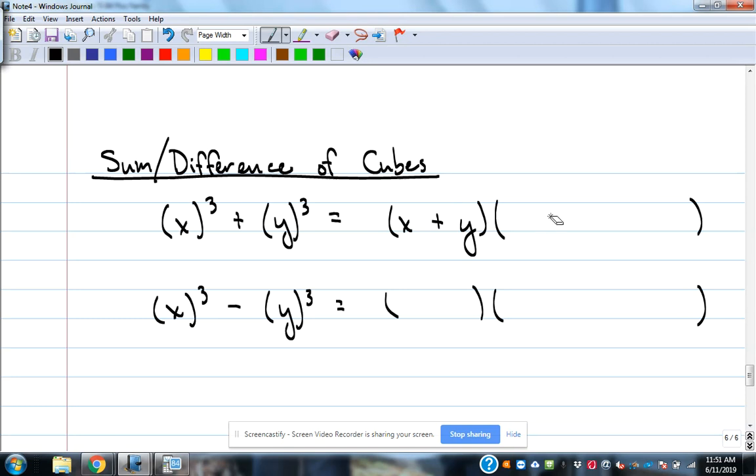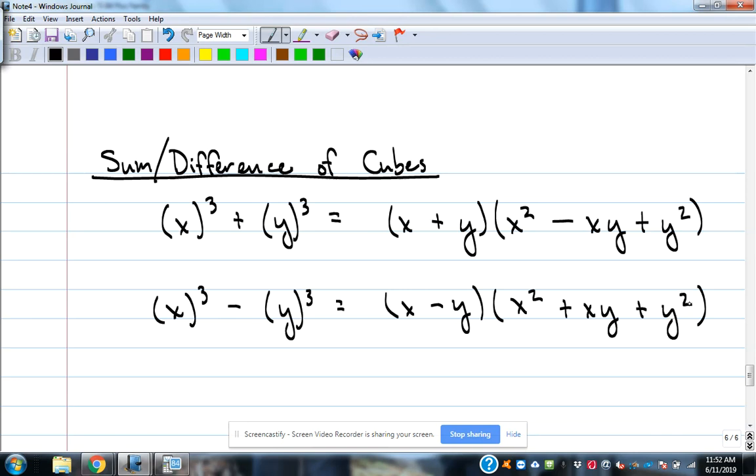And then the long piece, well, you used up one of your x's, so you've got x squared left over. You used up one of your y's, so you've got y squared left over. The middle piece is the product of the two. And then you change the sign. On a sum, the short one has a plus, the long one has a minus. On a difference, it's the other way around. It's x minus y, times x squared plus xy plus y squared.